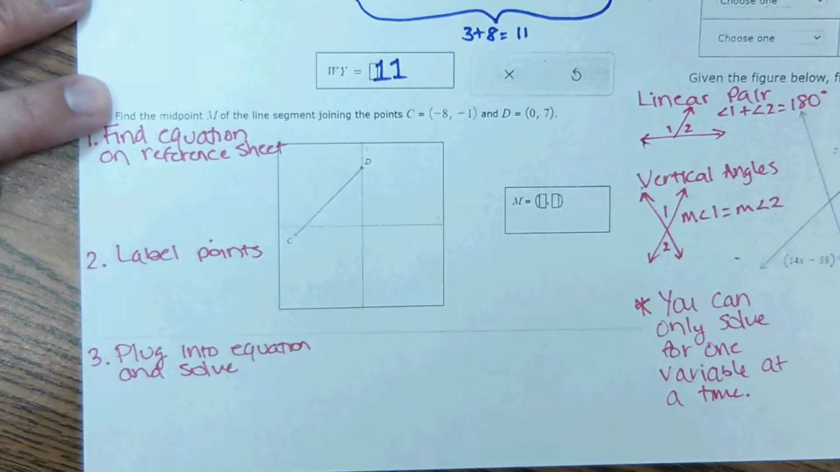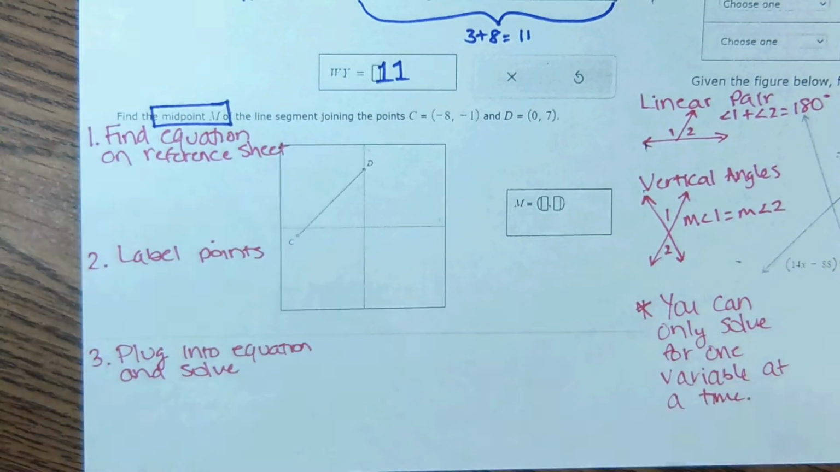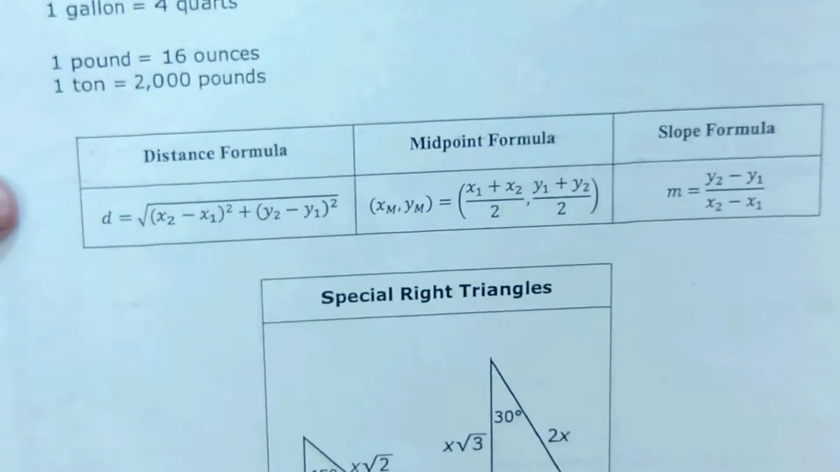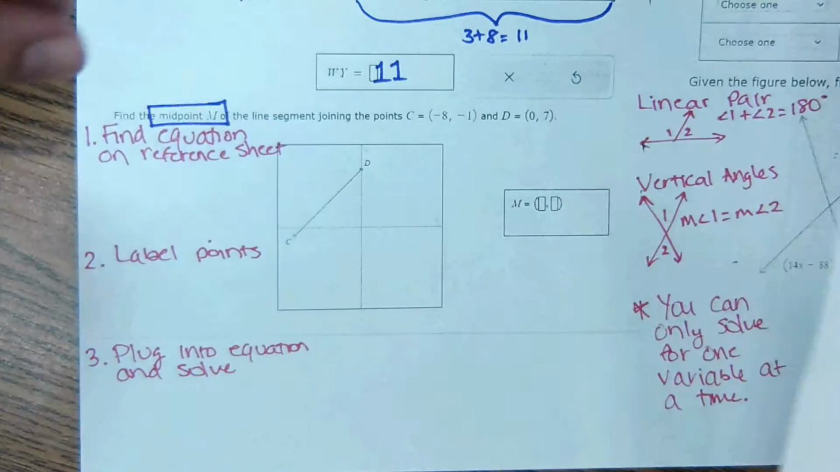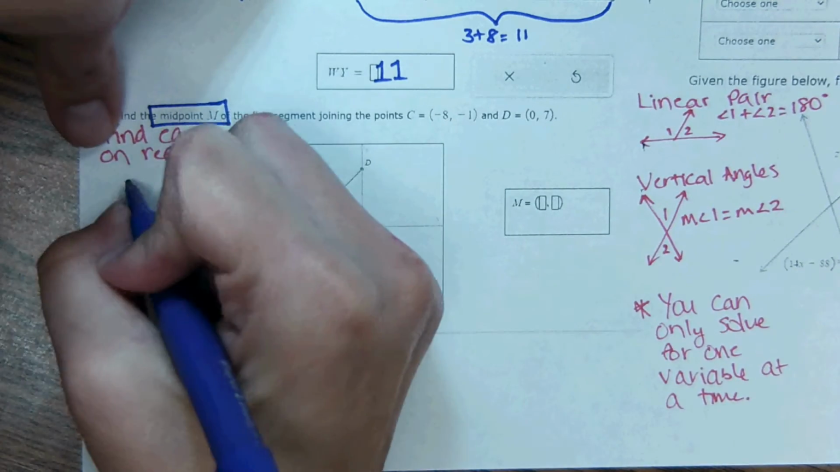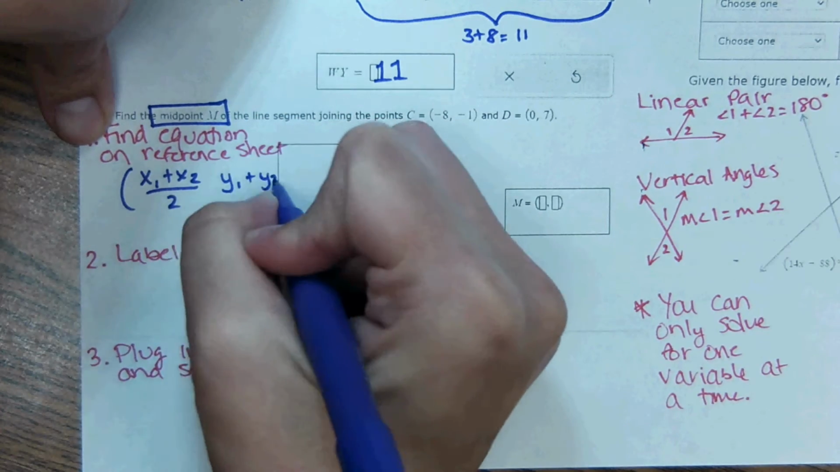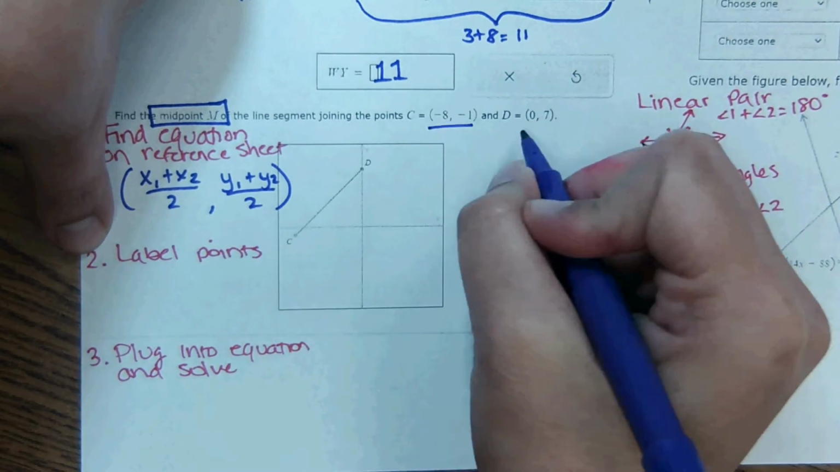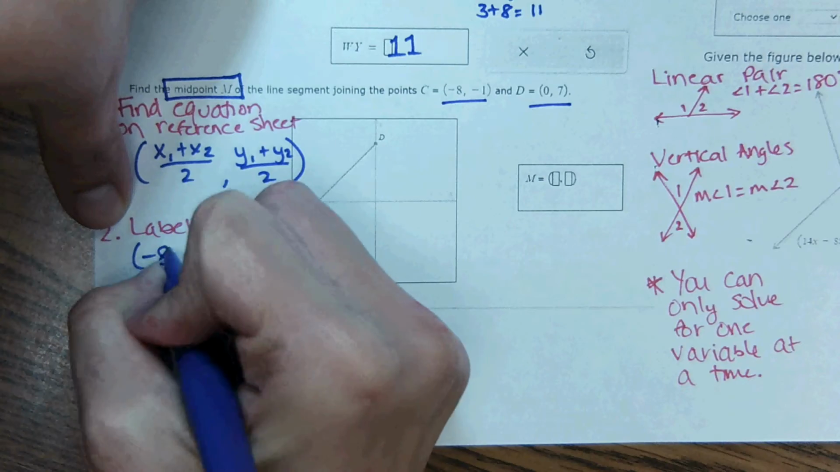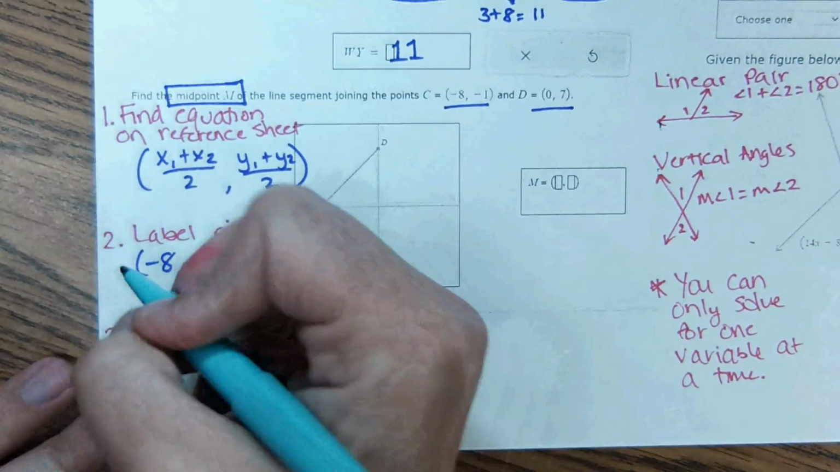Okay, and then the next one, it says find the midpoint M of the line segment joining these 2 points. So here we're going to find the midpoint between 2 points. We do need an equation for this, so you're going to find the equation on your reference sheet, which you will have during your midterm exam. On this reference sheet, we have the midpoint formula right here. So you're going to identify this and then just write it down on your scratch paper. So it'd be x1 plus x2 divided by 2, and y1 plus y2 divided by 2, like that.